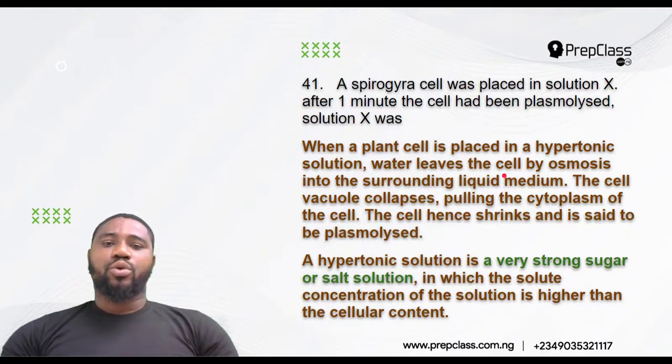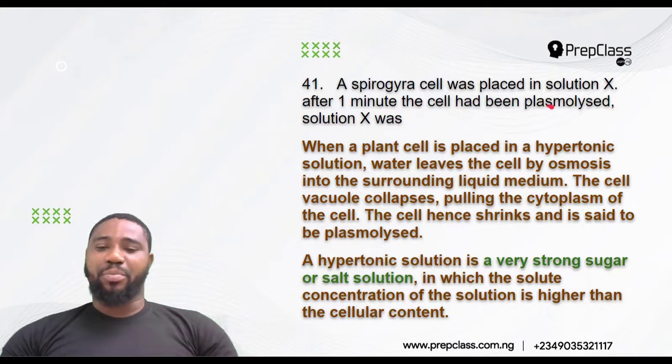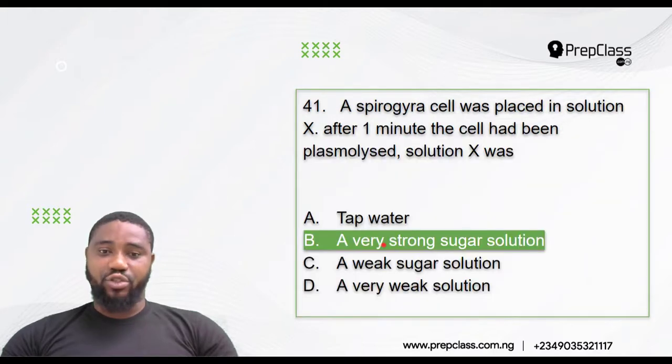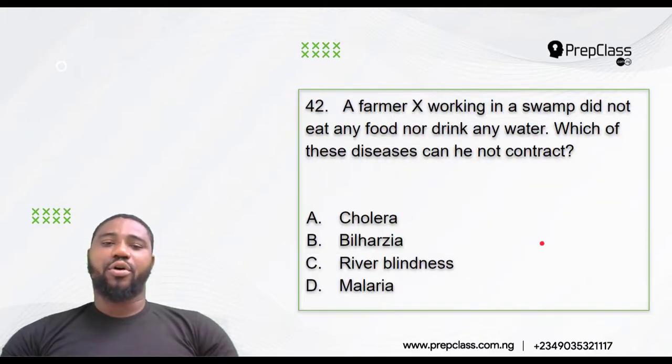Plasmolyzed. So now the answer is that for that plant cell to be plasmolyzed, it must have been placed in a very strong sugar or salt solution. So the answer is a very strong sugar solution.